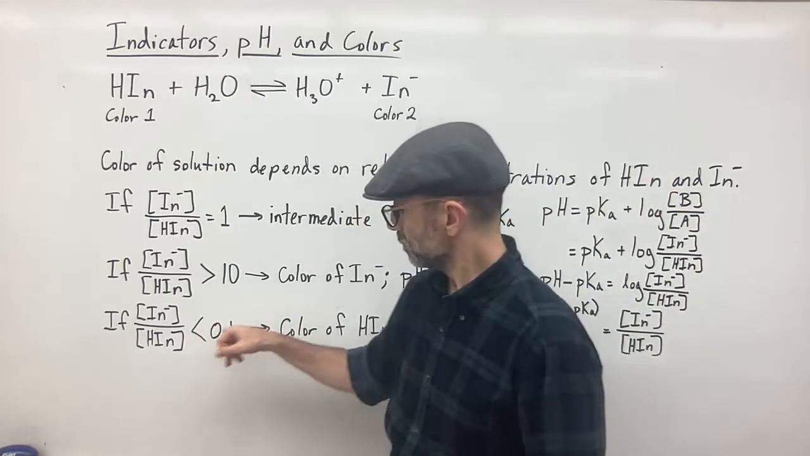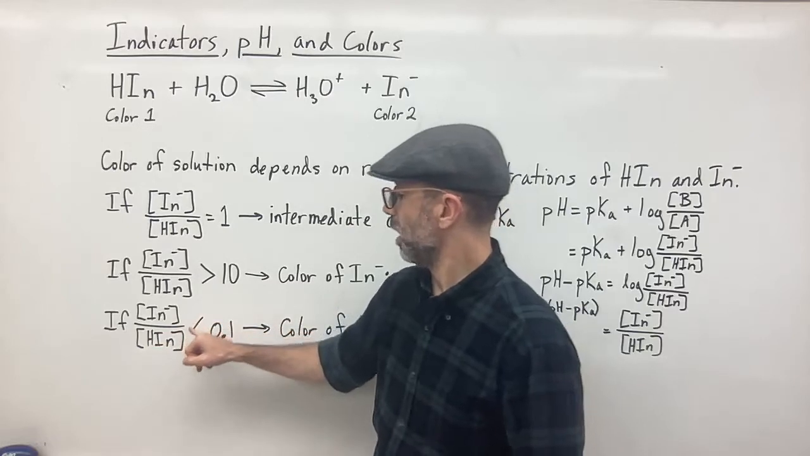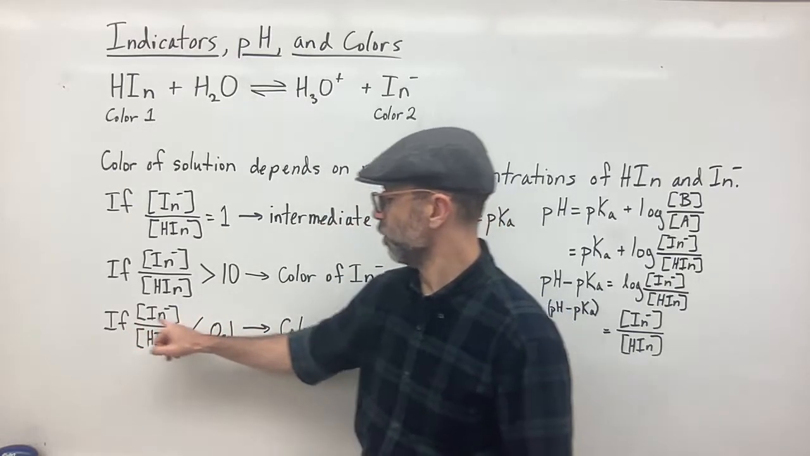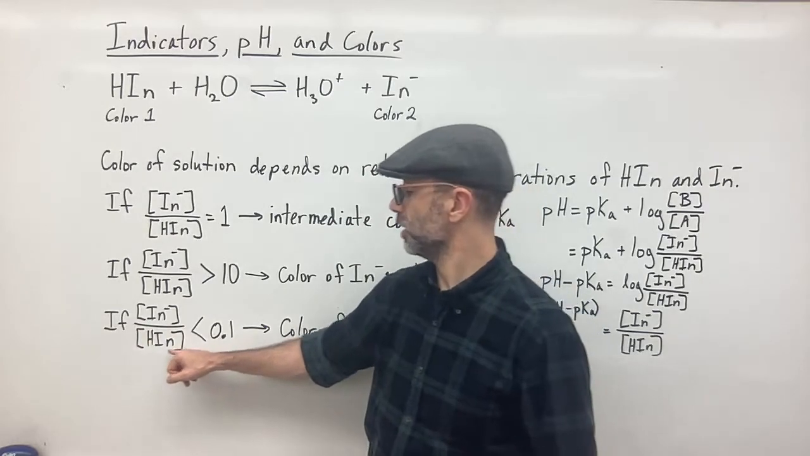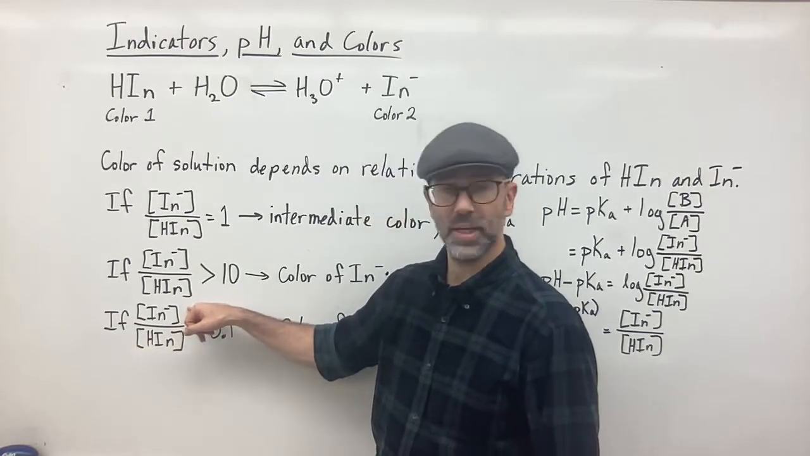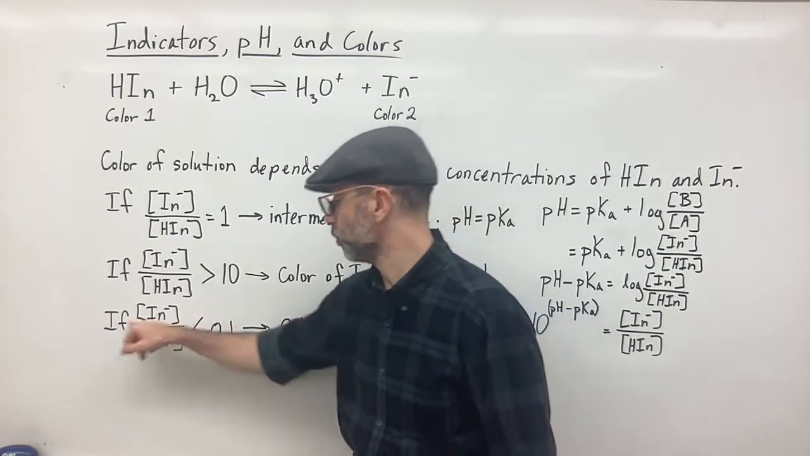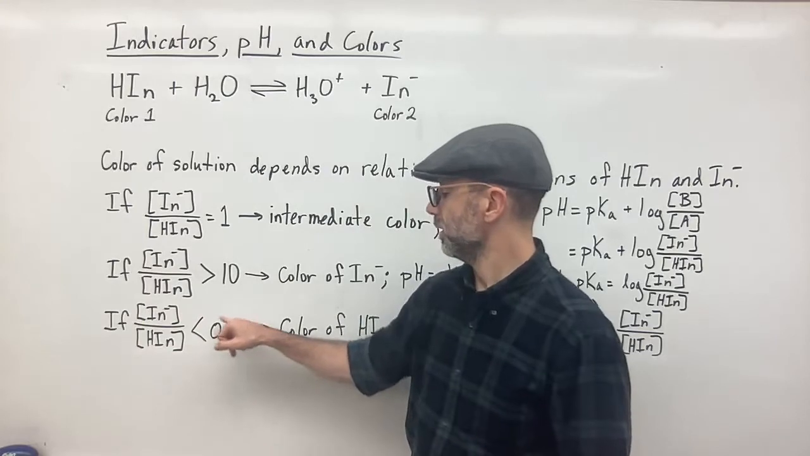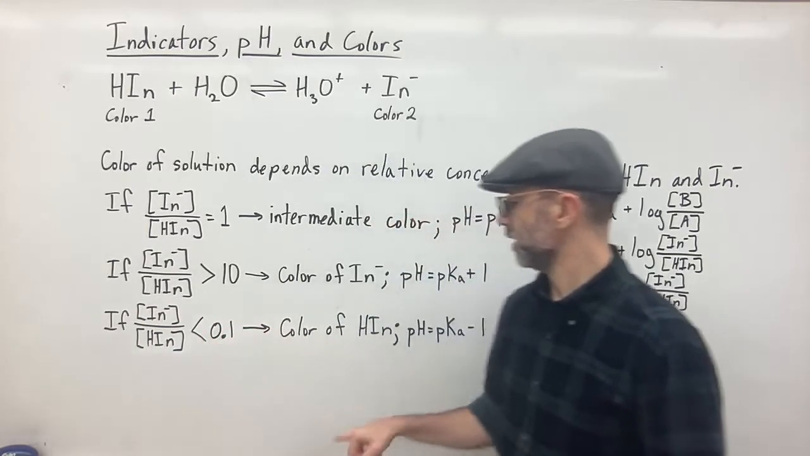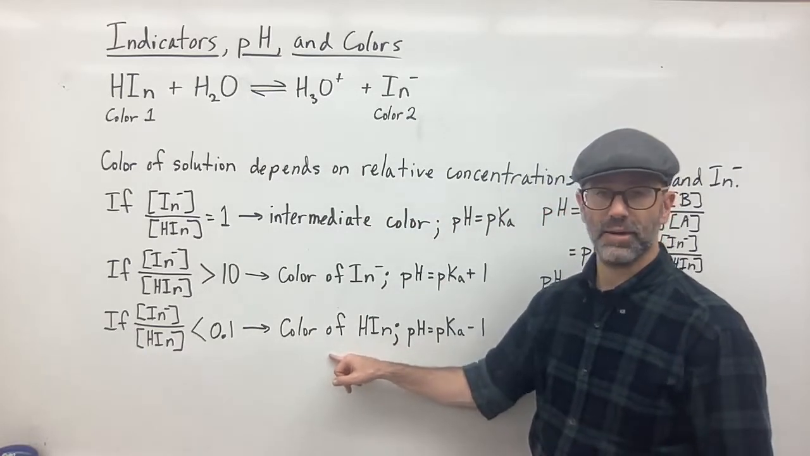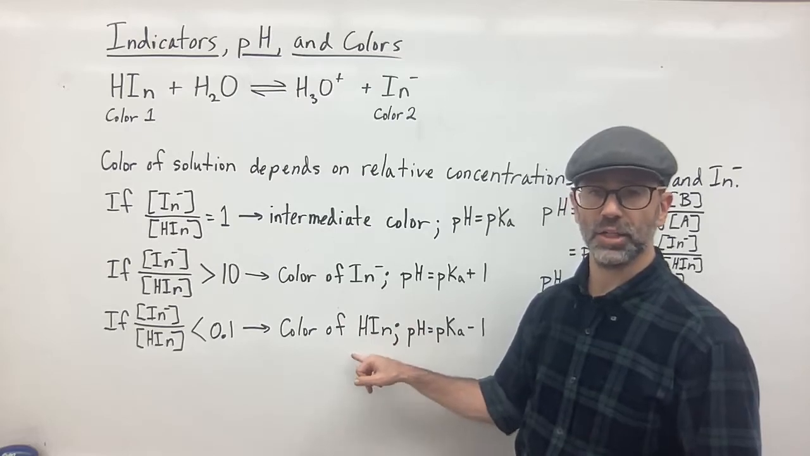If you have the opposite situation where the concentration of your acid form is 10 times greater or more than the base form of your indicator, that's going to give you, of course, a ratio of 0.1. If it's less than this, then that means the solution is going to have the color of your acid form, so whatever that color is.